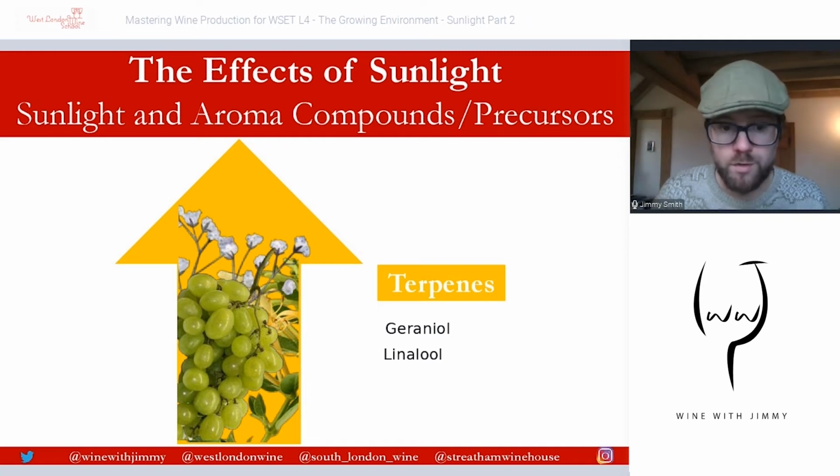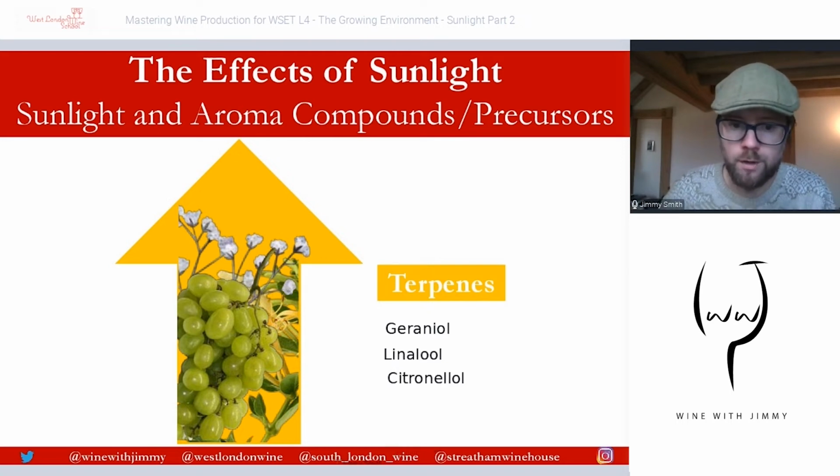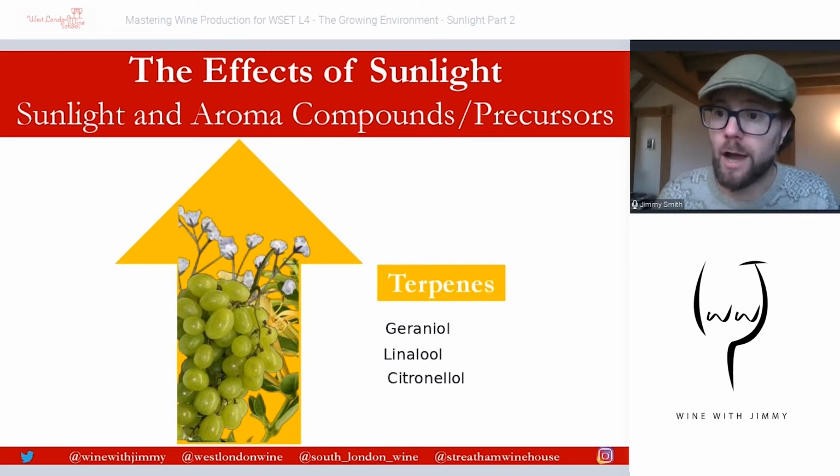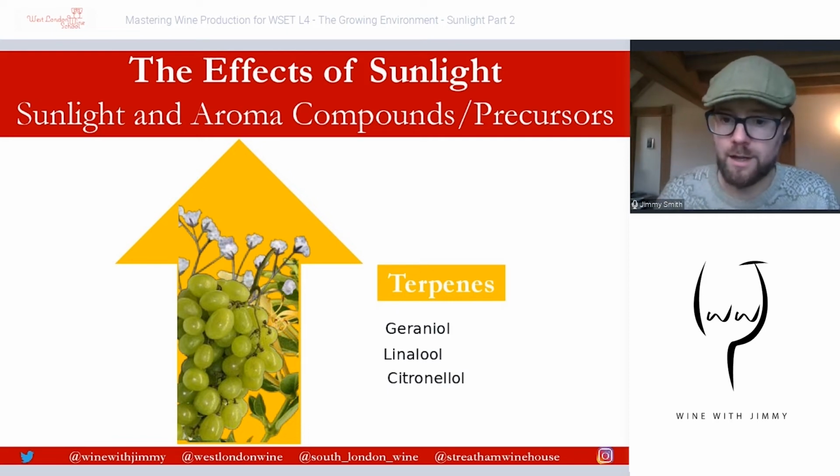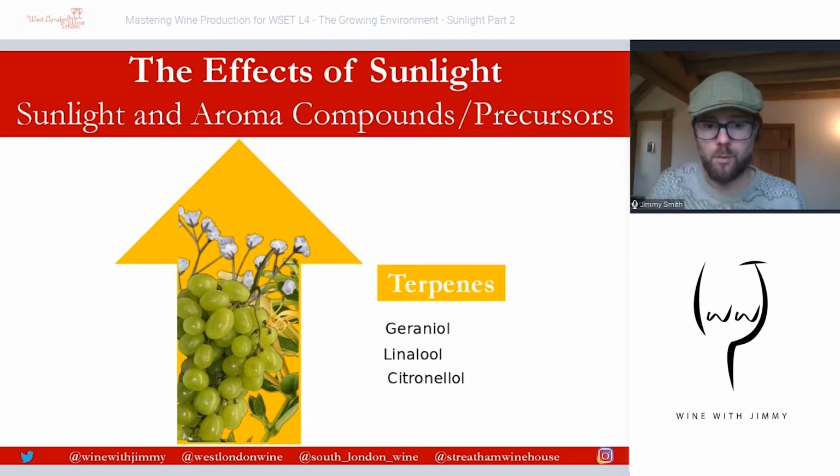Then there is one called citronellol as well, which is a little bit of an easier one to remember as a terpene. This one is, of course, the citrus-like aroma, which you find in things like Chardonnay, in Rieslings and Chenin Blanc. And then we have a last one here, which is known as nerol, but its actual name here is aterpenol.